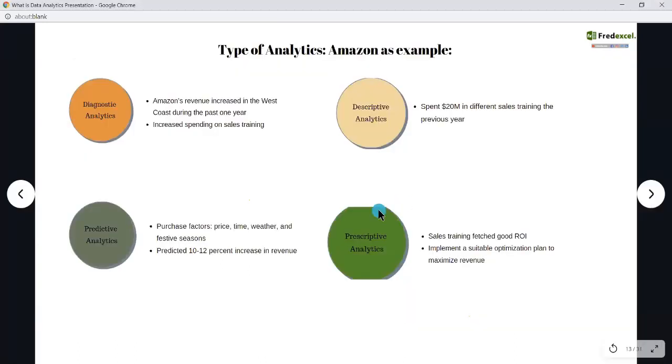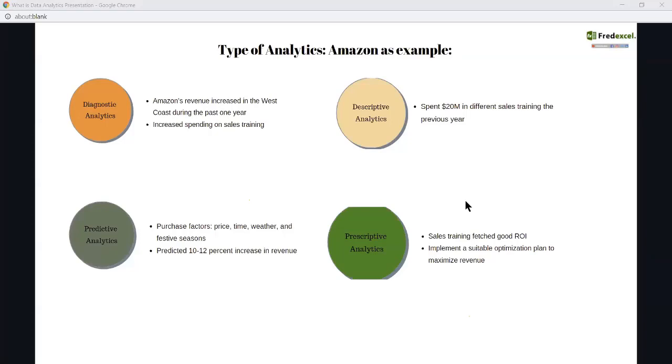Do I have any questions? If not, I will proceed to the types of analytics, the Amazon example, as I said. I'm sure most of you are quite familiar with Amazon. It's a shopping site or a commerce site, and people buy stuff from there. It's based in the US. For diagnostic analytics, Amazon's revenue increased on the West Coast during the past year, because they went deep to find out the need of each client.